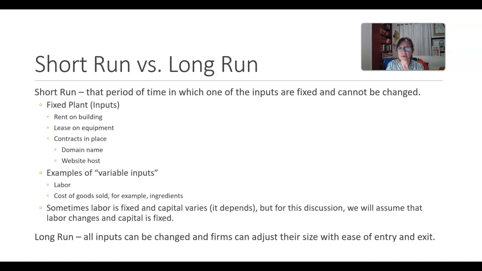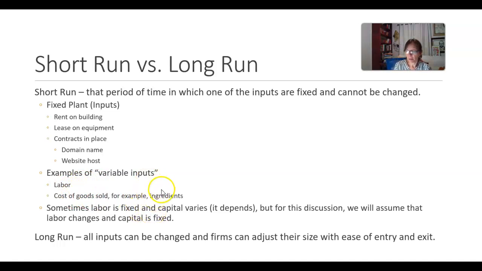So some examples of this are, for example, if you think about your accounting statements, right? You have your income statement and then you have all your expenses. You have rent on a building, lease on equipment, contracts that are in place. Maybe you have a domain name and a website host, and all of these things are fixed. You can't change them right away. Examples of a variable input are labor, your cost of goods sold, for example.